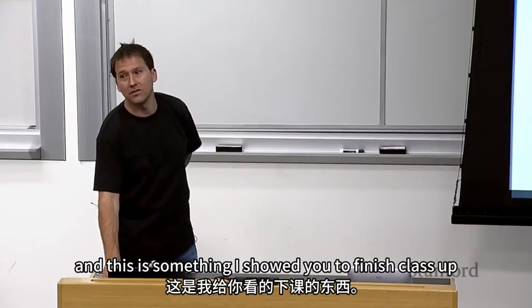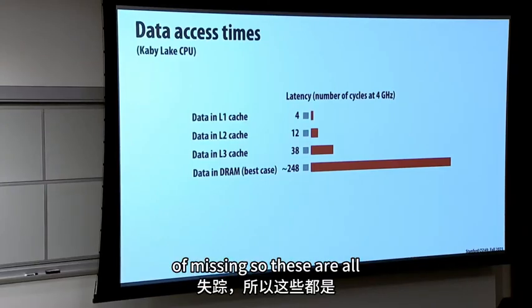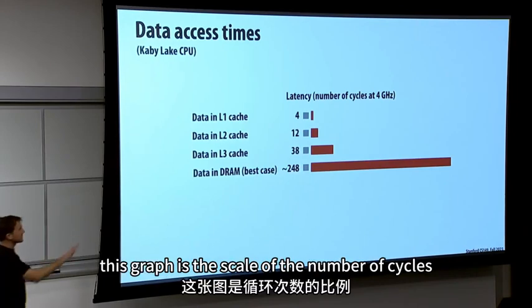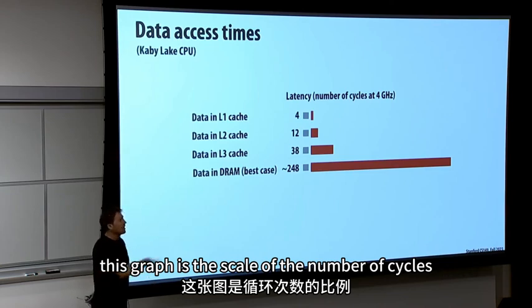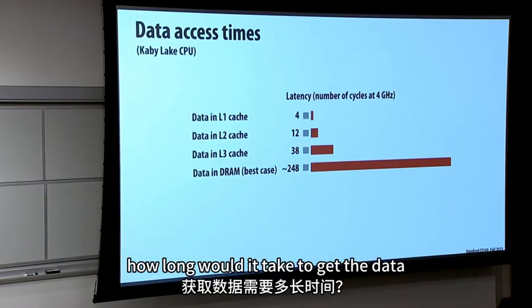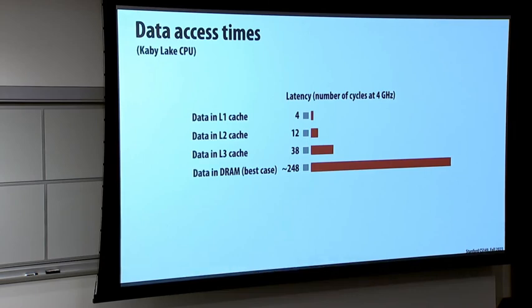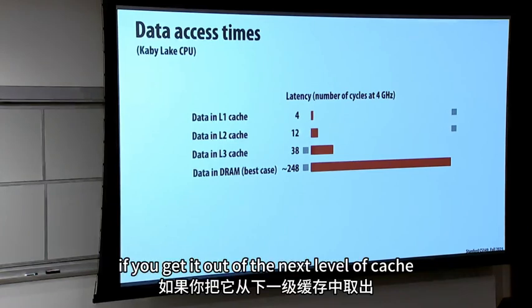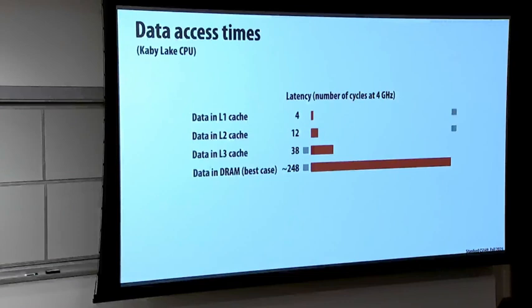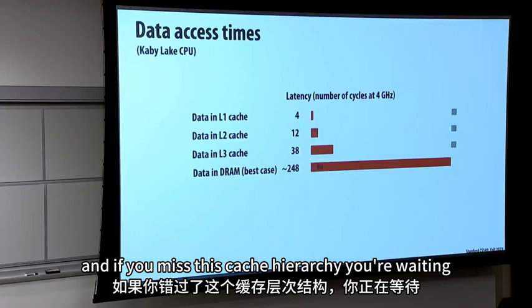And this is something I showed you to finish class up. You started to hint about what the consequences of missing are. So this graph is to scale, showing the number of cycles on Intel CPUs a few years ago that it took, if you issued an instruction, to get the data. An L1 cache hit was about 4 cycles. Pipelined, so you can actually really cover that. If you get it out of the next level of cache, it's going to take a little bit longer. The next level of cache, a little bit longer still. And if you miss this cache hierarchy, you're waiting.